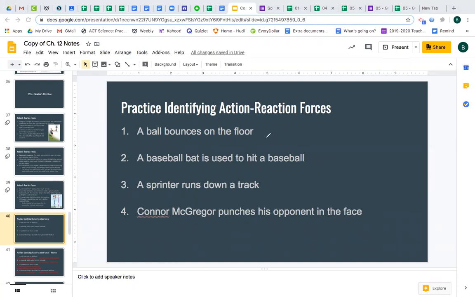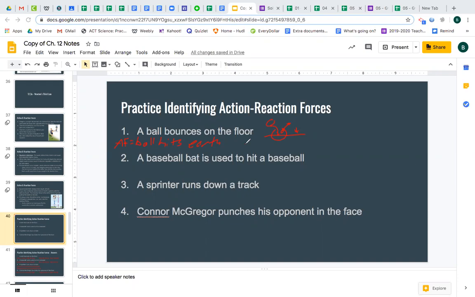So a ball bounces on the floor. So what's happening is we have a ball that's going to bounce, and then it's going to hit and go this way, and it's going to bounce, so on and so forth. What happens when this takes place? So my action force, the ball is hitting the earth, or ball strikes earth. I'm gonna say ball hits earth. I'm gonna call that my action force.